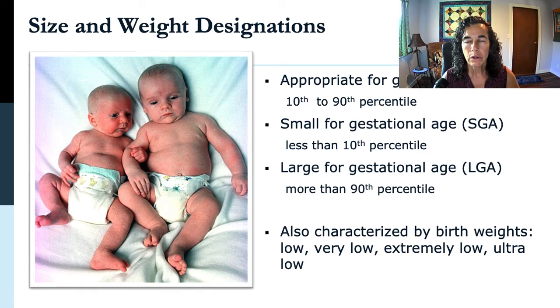We also characterize premature infants by birth weights. So we have low, very low, ultra low, extremely low, and ultra low. And in the presenter notes, which you should be accessing throughout this presentation and for your studies, you can see all of the designations, just as a point of understanding this. Ultra low birth weight is below 750 grams or below 1.6 pounds. So just literally a handful of baby.